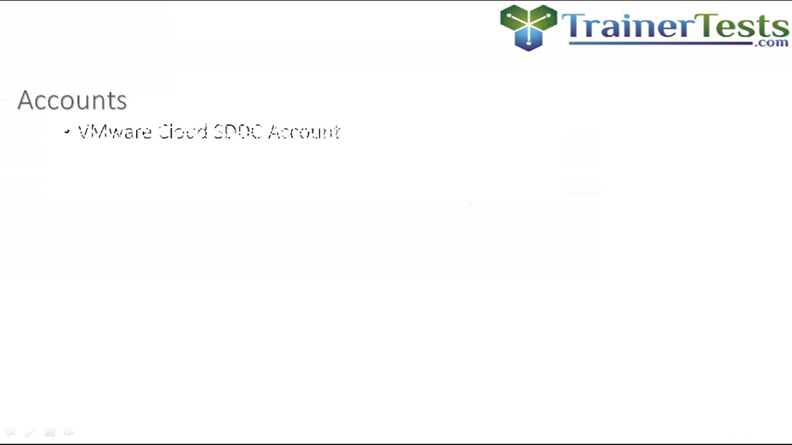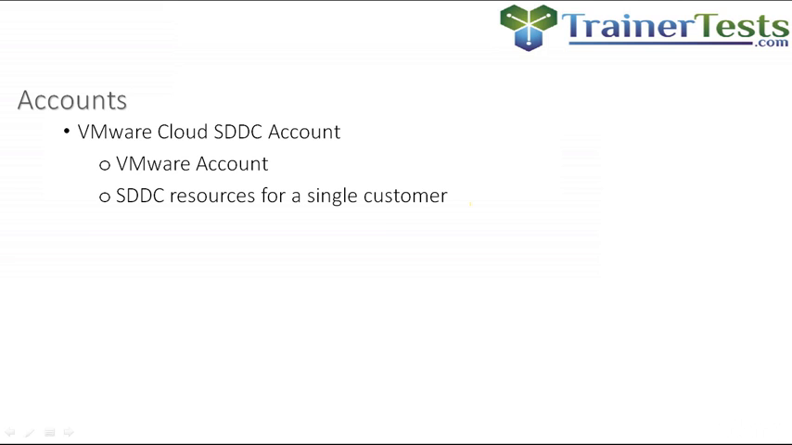So one of the first steps towards creating a VMware Cloud on AWS deployment is to set up a VMware Cloud software-defined data center account. Now this account is specifically VMware only, right? Your VMware Cloud on AWS deployment is going to be strictly managed by only VMware.